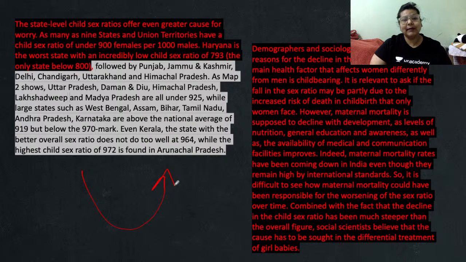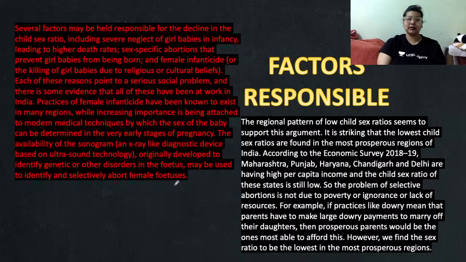Please remember that demographers also look at nutrition, education, awareness and maternal mortality. There were different facilities, but they weren't sure whether they were provided to all. These were very important. What were the factors responsible? The regional pattern of the low child sex ratio seemed to be important. There were several factors responsible. Female infanticide was the major one, the killing of the girl child, which is still prevalent. The practice of female infanticide has been common in many regions of our country. Of course, there were also medical techniques by which you can know the sex of the baby.